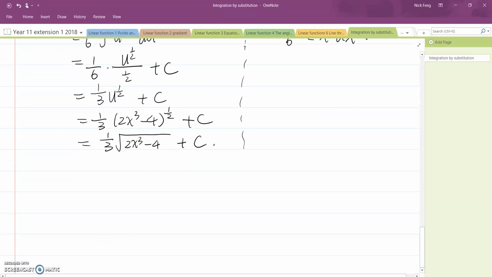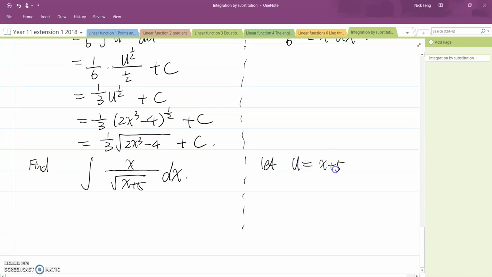If we have a question that is a little bit more complicated, where we need to do a little bit more substitution, such as x times the square root of x plus 5, dx. Now in this case, it's a good idea to just let u equal x plus 5. Not the square root of x plus 5, just x plus 5. In this case, du over dx is just 1, which means du is exactly the same as dx. So you can replace your dx by du without any extra component.